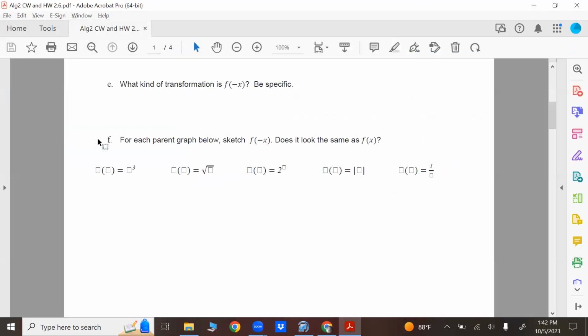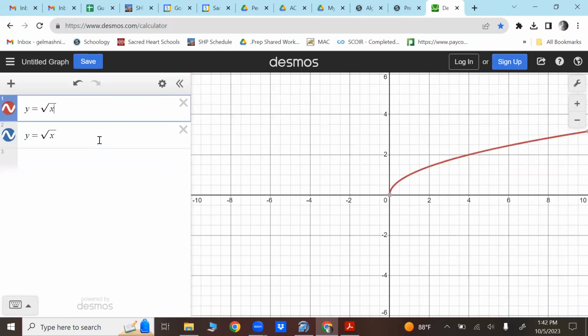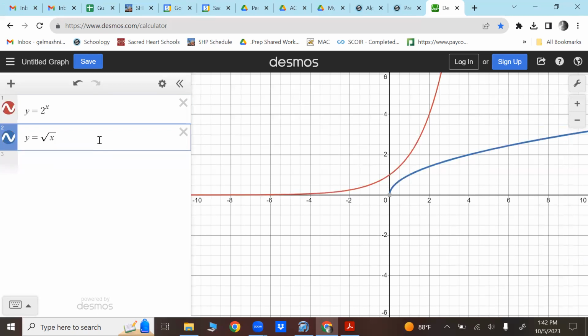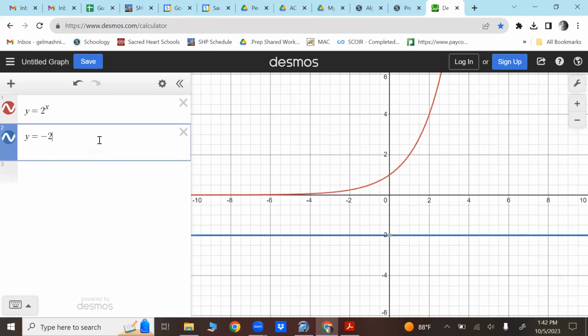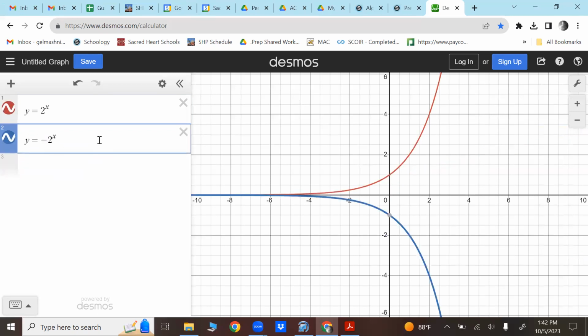What was the next one? 2 to the x power. Okay. So 2 to the x power. Now remember we did this in the previous unit. Like we did, negatives in front and it flipped over, right? But what if I put that negative next to the x? What do you think is going to happen if I put that negative next to the x? It's that.